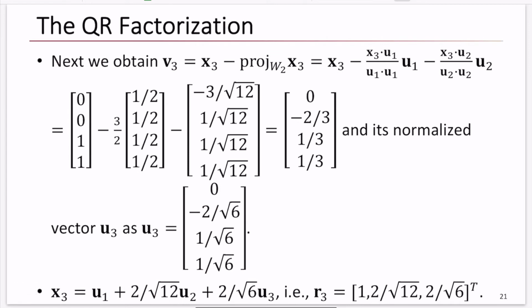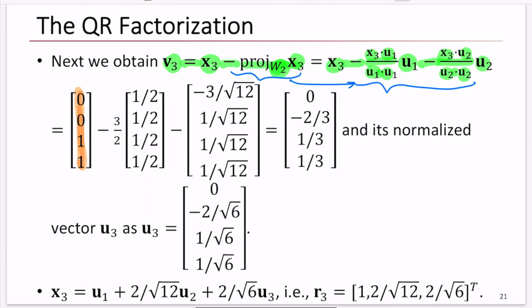for finding v3, it is equal to x3 minus the projection of x3 onto W2, which is equal to x3 minus the inner product of x3 and u1 over the inner product of u1 and u1 times u1, minus the inner product of x3 and u2 over the inner product of u2 and u2 times u2. So we already know this one. So this is the operation of projecting x3 onto W2.